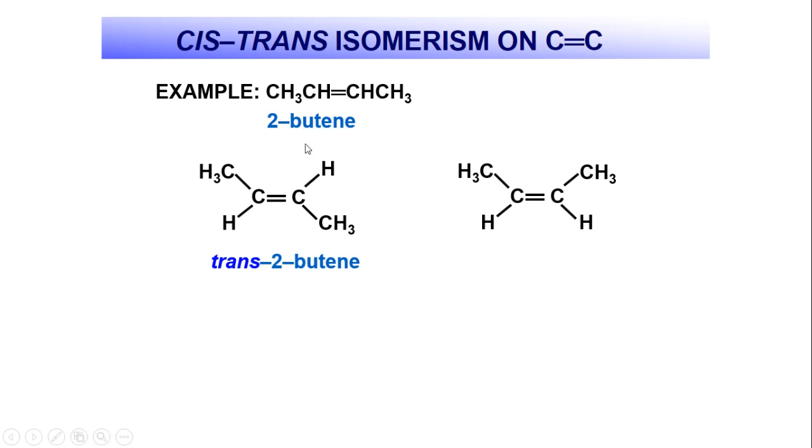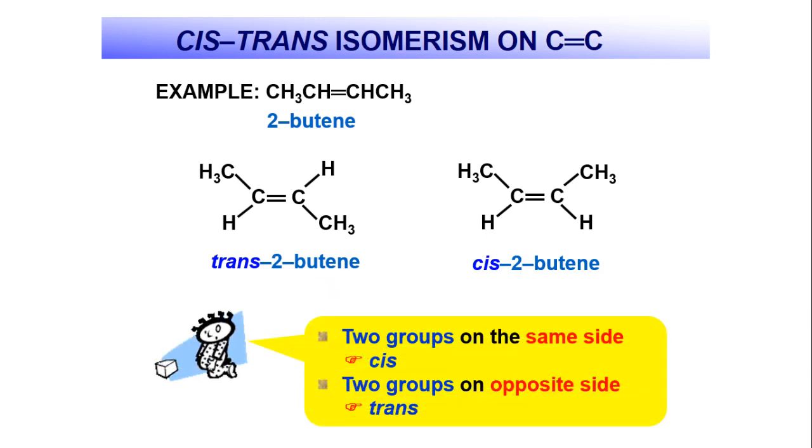Another way in which this butene can exist because of the double bond is in this way. Here, you need to look at where the ones with higher priorities are. They are on one side, and these guys are also on one side. So in such a case, this will be cis. Same side, it is cis; different sides, it is what? Trans. So two groups on the same side, like I have said, is known as cis, and two groups on opposite sides is known as trans.